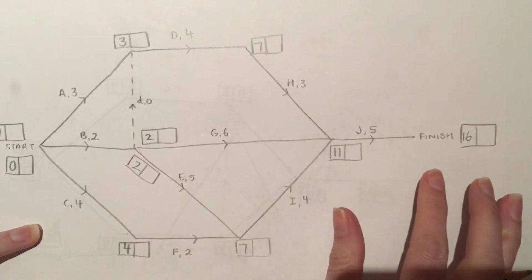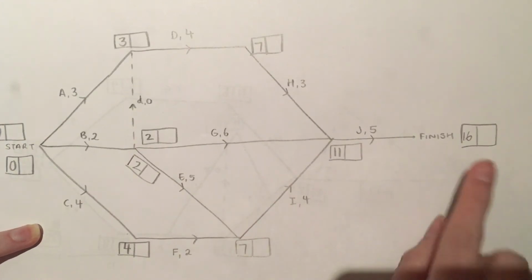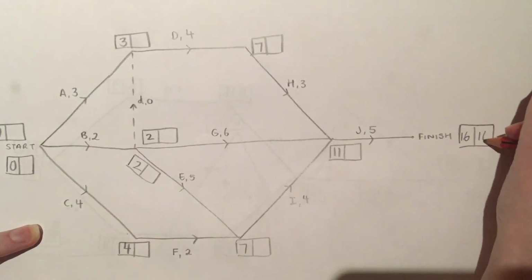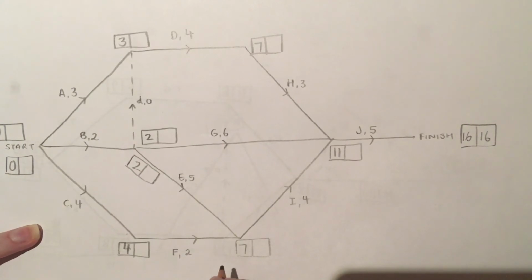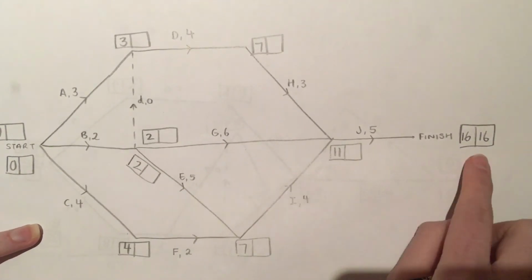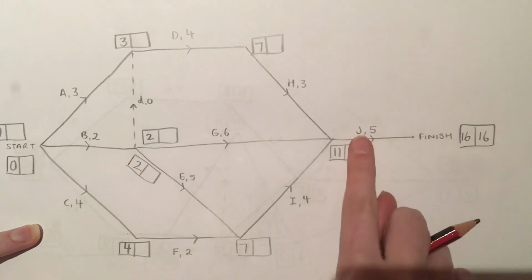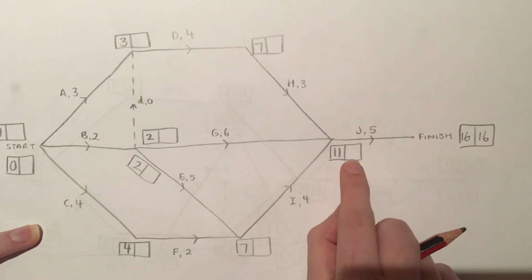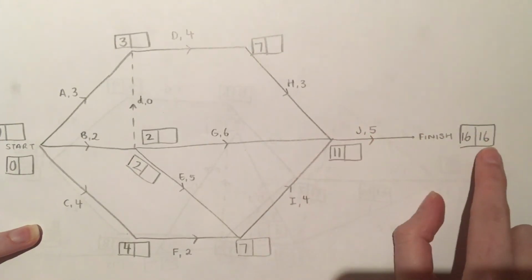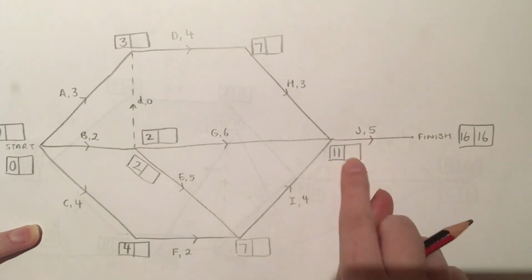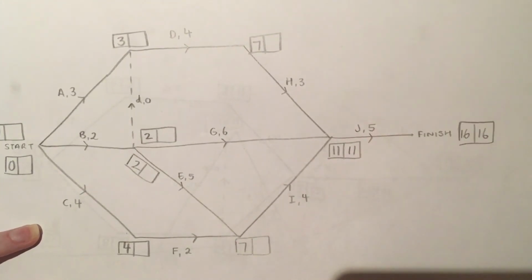Okay, we've completed our forward scanning. We now want to do our backward scanning. So copy in the same number. So this whole project is going to take us 16, let's call it days, 16 days to finish off. And now to find box J, the LST for J, we need to travel backwards on J. So start at 16, go backwards 5, we get 11.